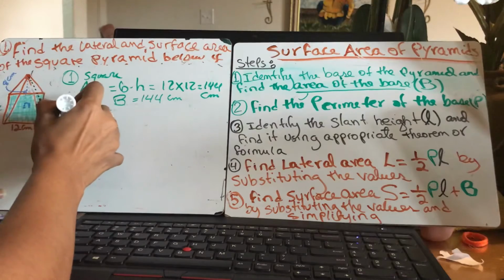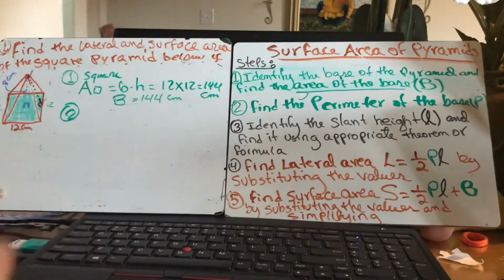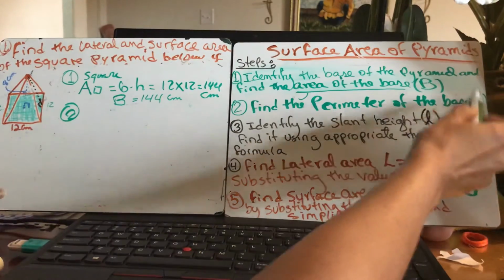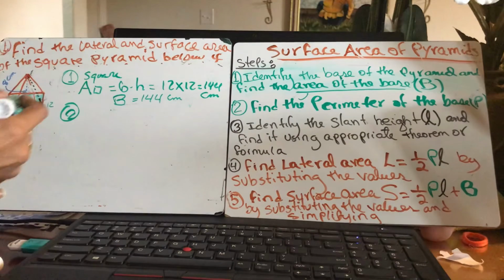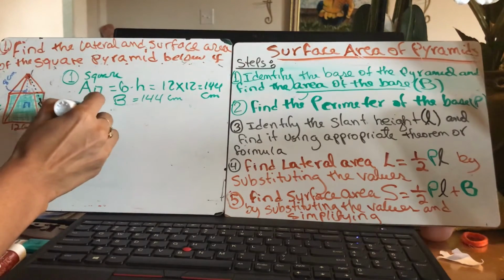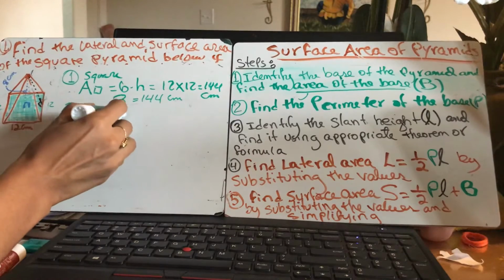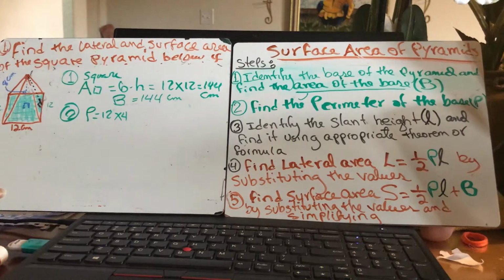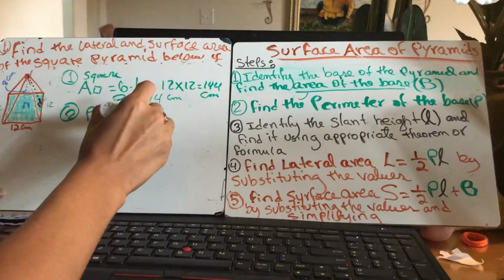centimeters squared. Now, step 2 says to find the perimeter of the base, and we call it P. The perimeter of the base, because the base is a square again, is just the addition of all the sides. So 12 plus 12 plus another 12 plus another 12, or just 12 times 4. And 12 times 4 is 48 centimeters.